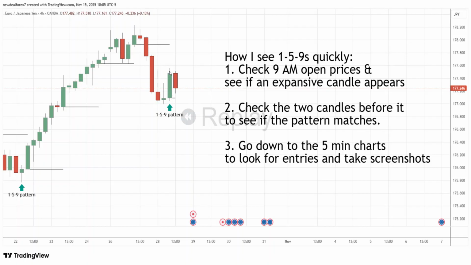Once I see an expansion candle, I just check the preceding candles right beside it to see if the candle range theory is formed. And if it has not, this one did not. That's not even an expansion candle, so I wouldn't bother looking at that. And just go through it like that.